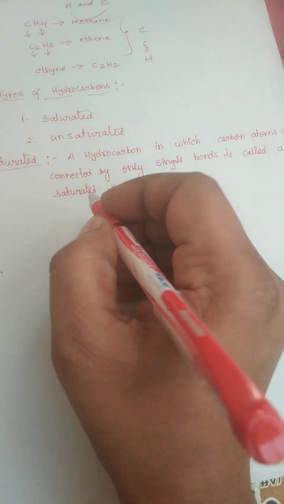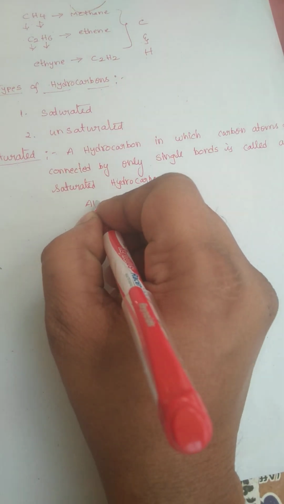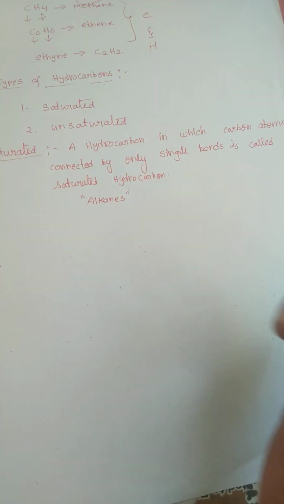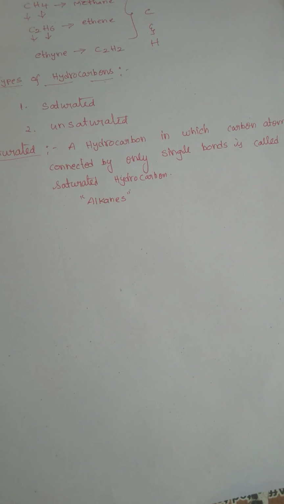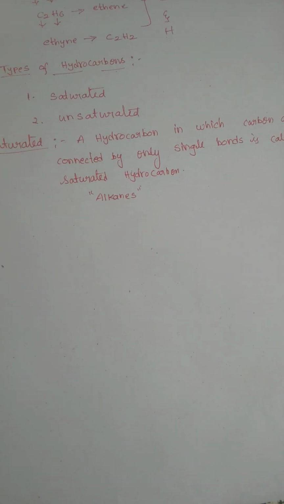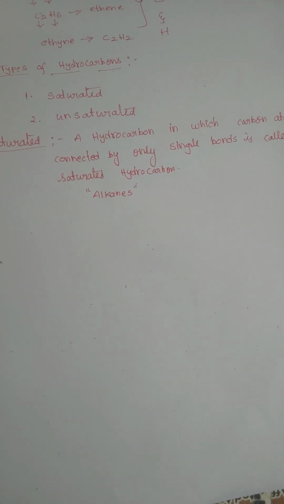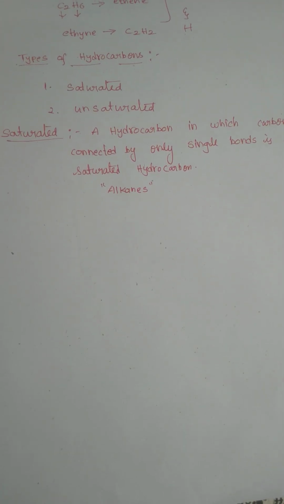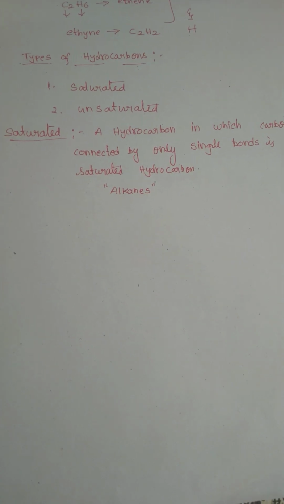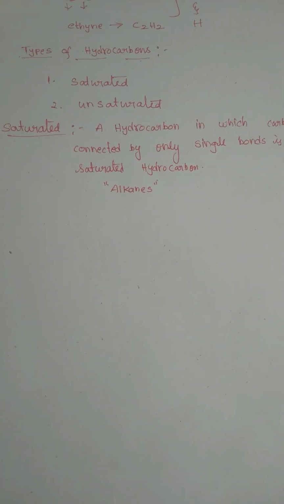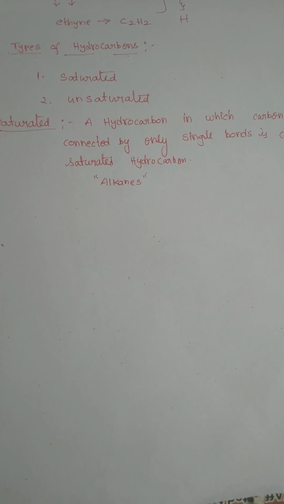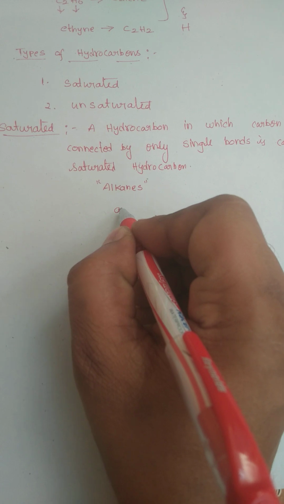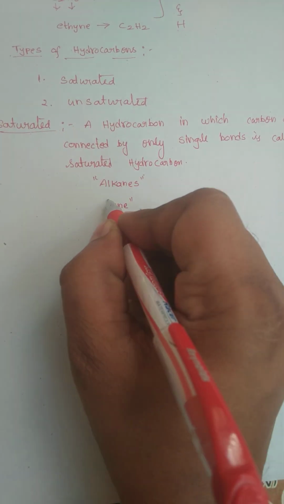Saturated hydrocarbons are also called alkanes. An alkane is a hydrocarbon in which the carbon atoms are connected by only single covalent bonds. There are no double bonds or triple bonds in alkanes. The names of saturated hydrocarbons end with ane.